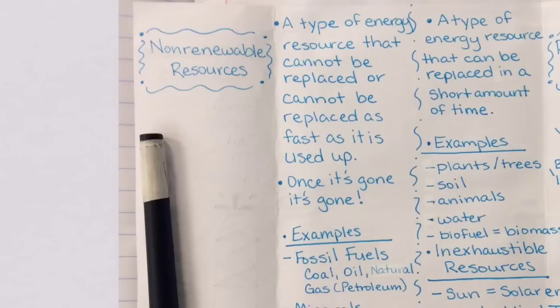Be careful. When some of you glued this in, you glued it in backwards. Be sure your labels are matching up, or if you want to match it to mine and you just want to mark it out and change that on the cover, that's fine. But non-renewable resources are a type of energy resource that cannot be replaced, or cannot be replaced as fast as it is used up. Once it's gone, it's gone.